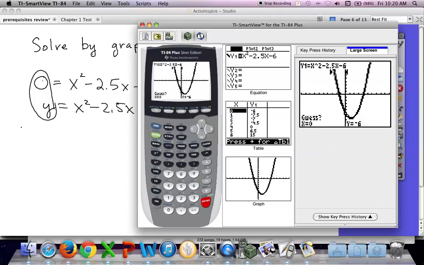And if you're happy with where you put those 2 triangles, you want to guess in between, you say yes. So the second 0 was -1.5. So one of them was 4, one was -1.5.